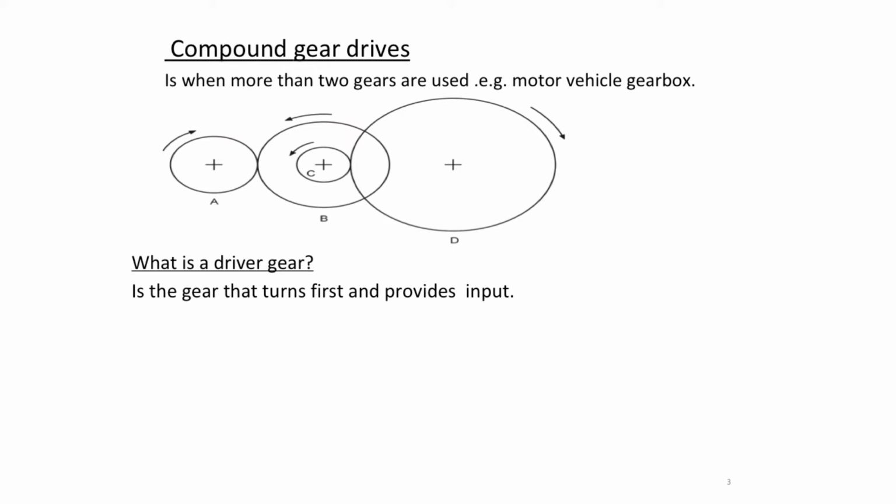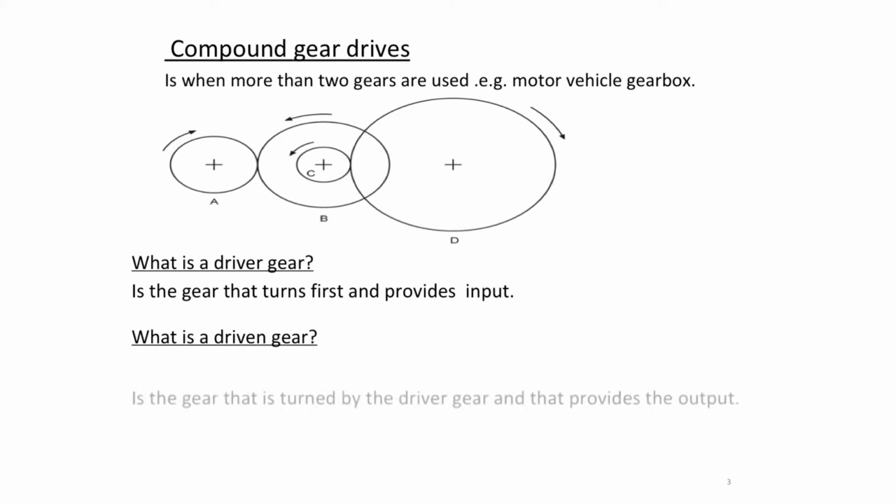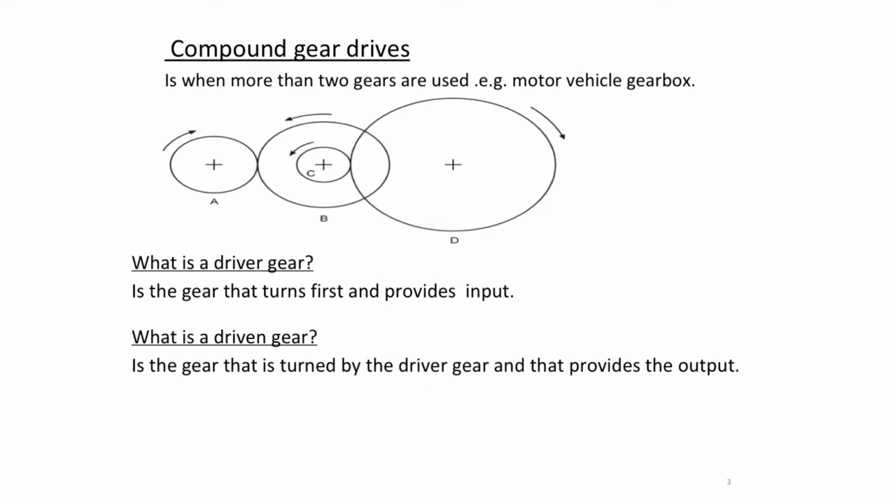Now we look at what we mean by a driven gear. A driven gear is the gear that is being turned by a driver gear and that provides the output. That is why we say gear A is a driver gear and gear B is a driven gear, if you focus on our simple gear drive.